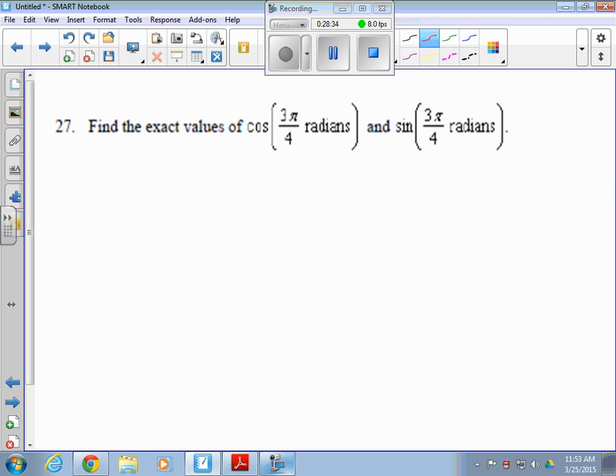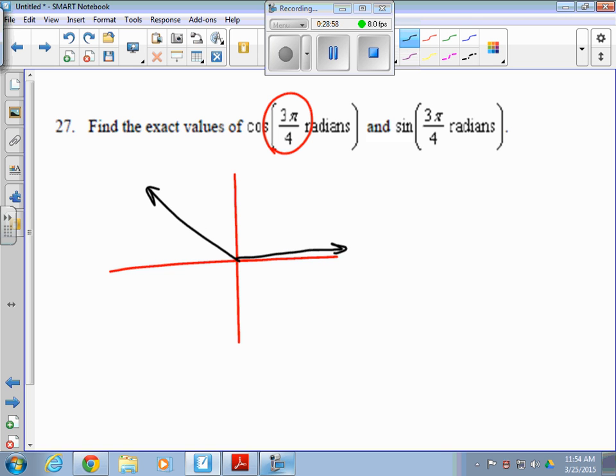Number 27 says to find the exact value of cosine 3 pi over 4 radians and sine 3 pi over 4 radians. So what you want to do is on your unit circle, go find 3 pi over 4. So look on the inside part. If you look at it, it's talking about this measurement right here. In standard form, it's talking about this one right here. Okay, 3 pi over 4, that's the one whose point is negative square root of 2 over 2, square root of 2 over 2.